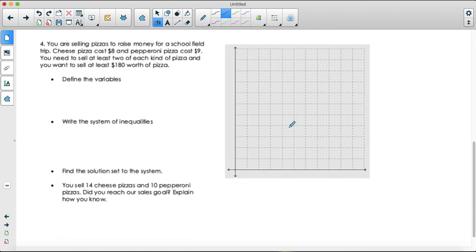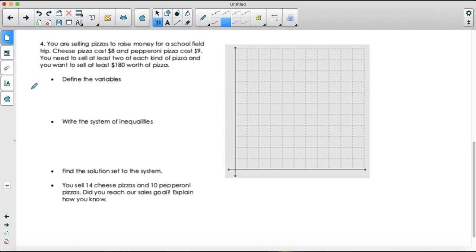Our last problem here says you are selling pizzas to raise money for a school field trip. Cheese pizza costs $8 and pepperoni pizza costs $9. You need to sell at least 2 of each kind of pizza, and you want to sell at least $180 worth of pizza. So we have defined the variables. We have 2 different types of pizzas. We have cheese and pepperoni.